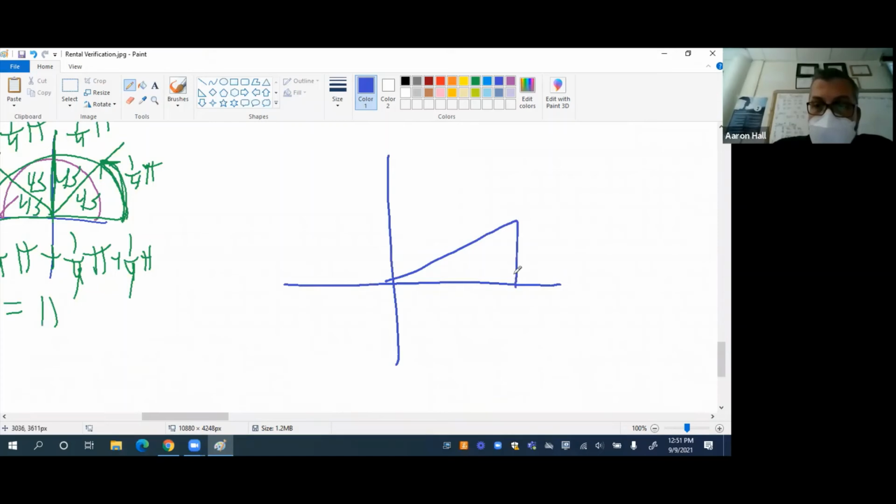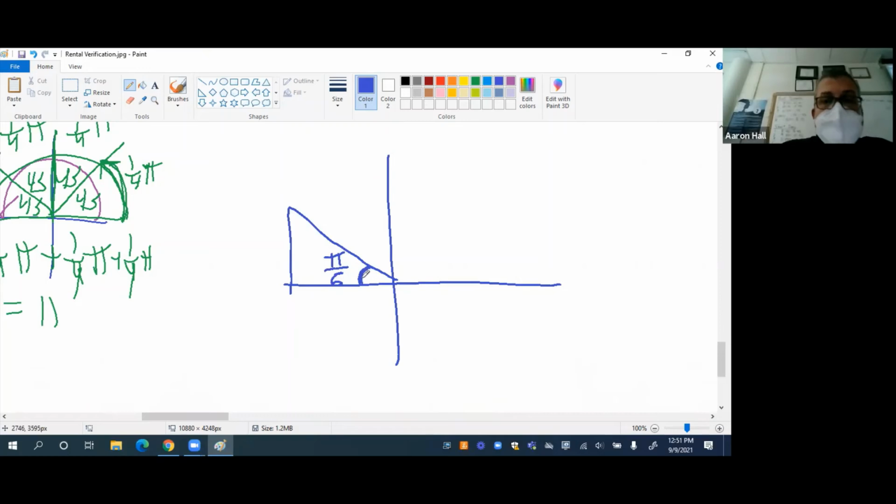If I have this rotation, I know that this is pi over 6. This rotation here is pi over 6. Now I want to figure out what point is right here. What does this have to be? Pi over 6. Yeah, it has to be 5 pi over 6.